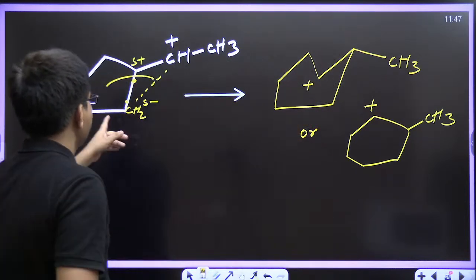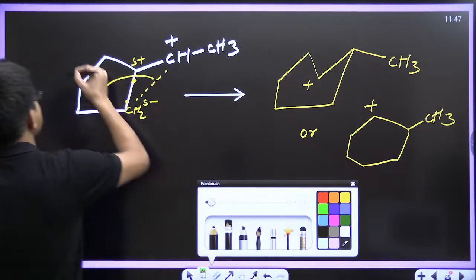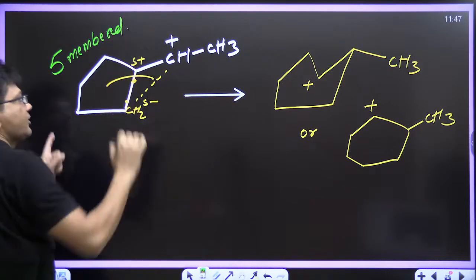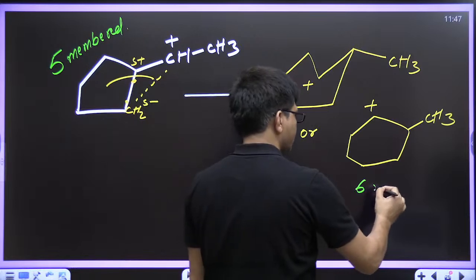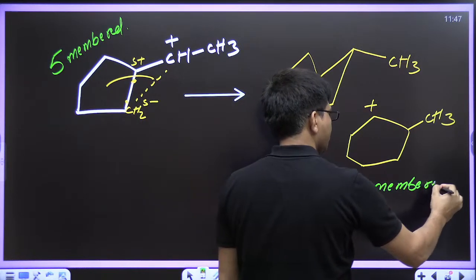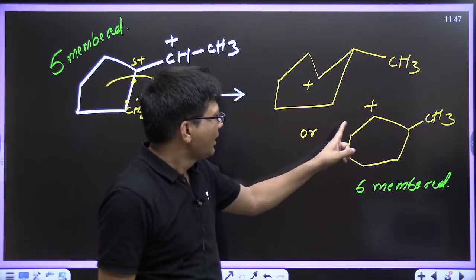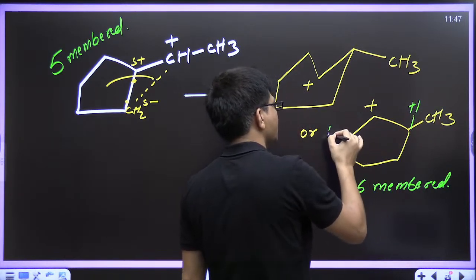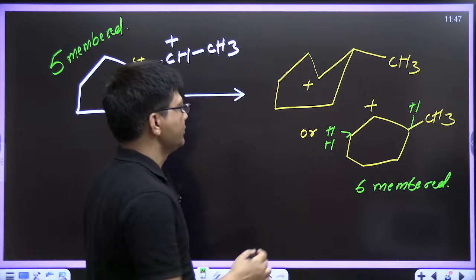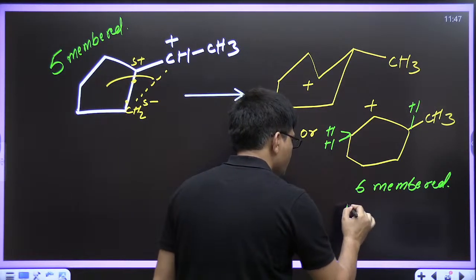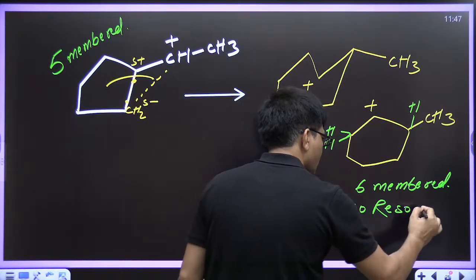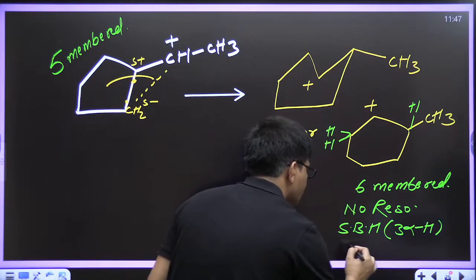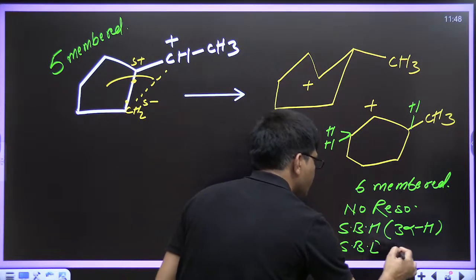Now see, this is saying that I was 5-membered ring. I'm happy that I got converted to 6-membered ring. So I'm very happy. But you see, how many alpha hydrogens am I having? 3 alpha hydrogens. I'm not having any resonance, no resonance. Stabilized by hyperconjugation, but only 3 alpha hydrogen atoms. Stabilized by inductive effect, but only 2 degree.